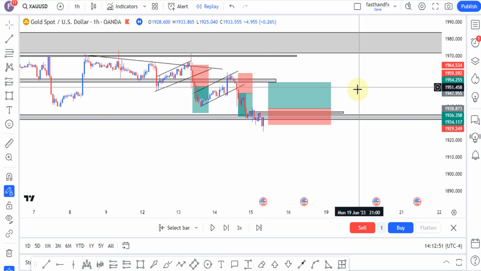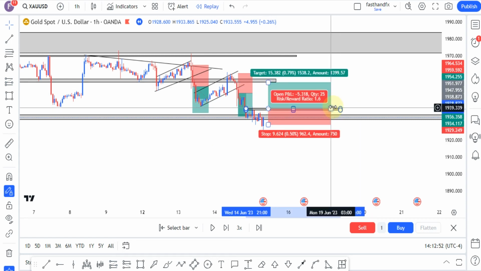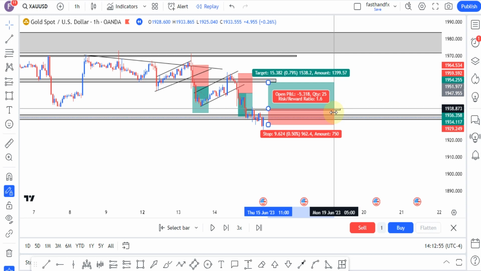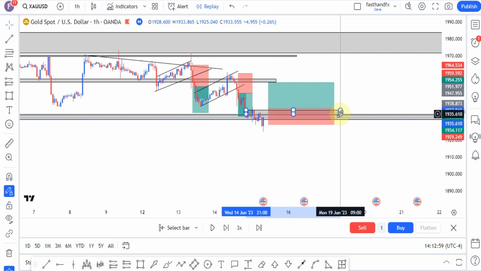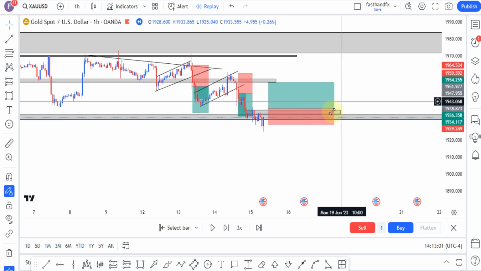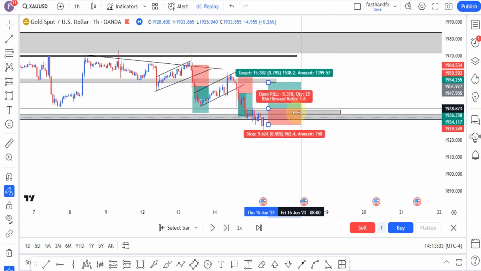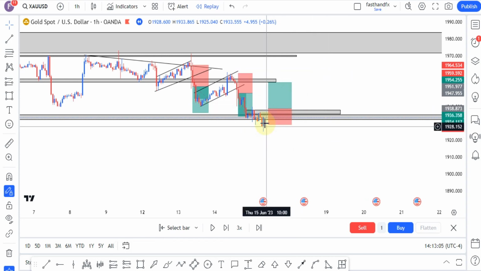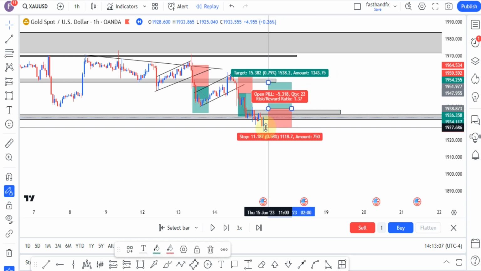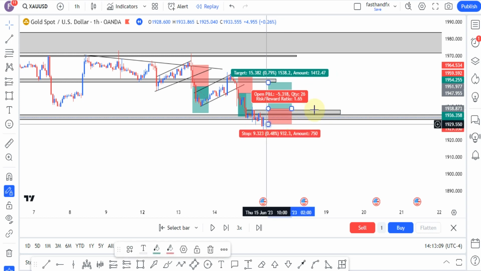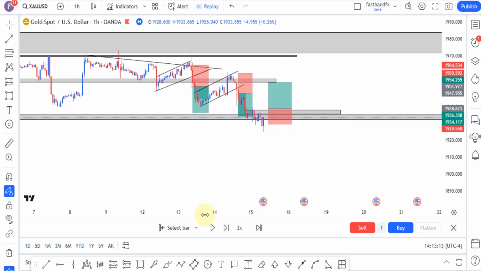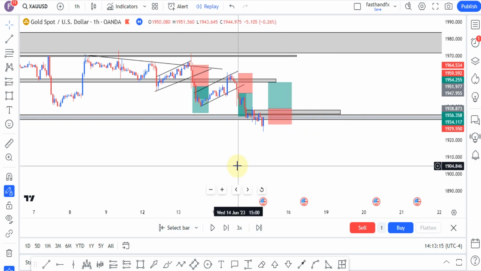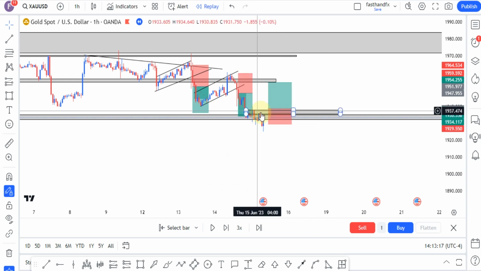That's around 150 pips, guys. And what are we risking? Our risk is about 90 pips. Let's see, that's like 93 pips. That's if the market does break above this area, above this immediate high.